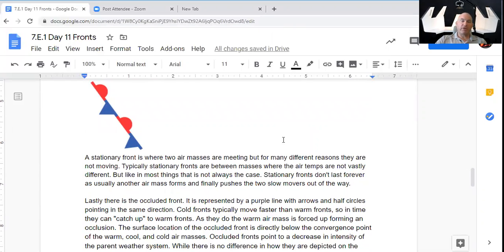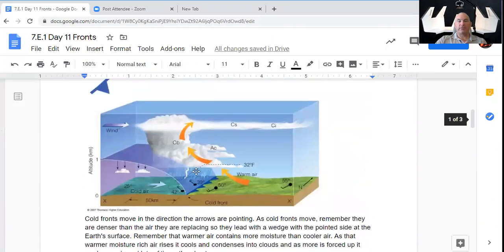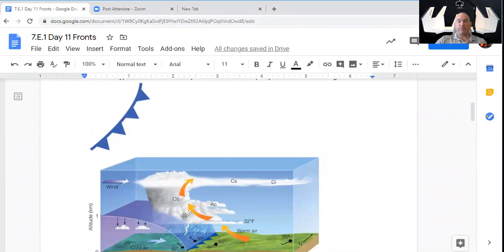Stationary fronts don't last forever, and usually another air mass forms and finally pushes the two slow movers out of the way. But typically on a stationary front, you do get some squall lines, some occasional light rain, but not much. It's not a dedicated rain event like this, and you certainly don't get the thunderstorms like happens here.